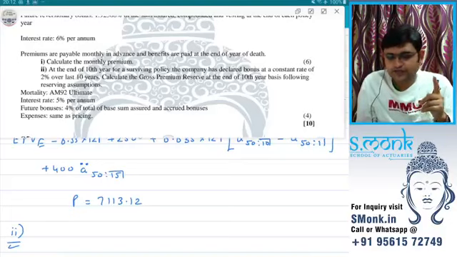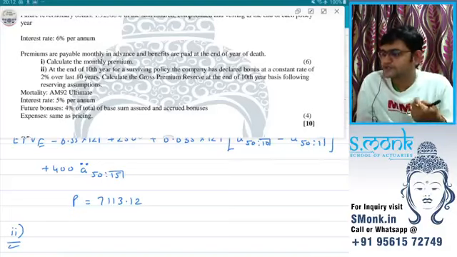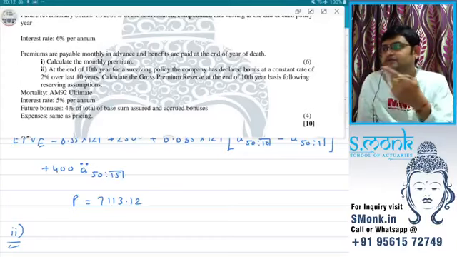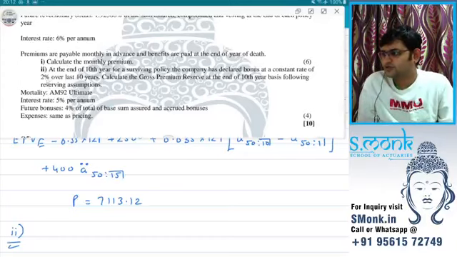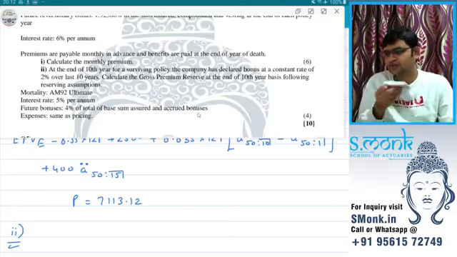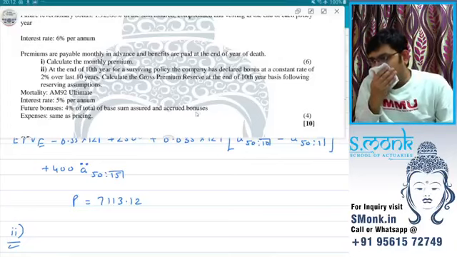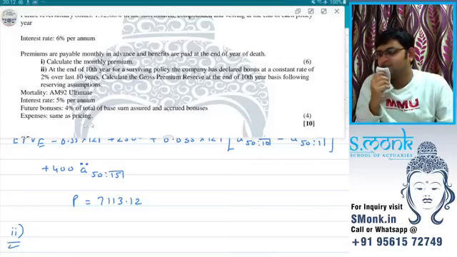So we'll now have to take the future rate of interest as 5%. Future bonuses, they have said 4%. In the past, they said 2% was the bonus, right? You can see here 2% over the last 10 years. But in future, they will give 4%. Expense same as pricing.